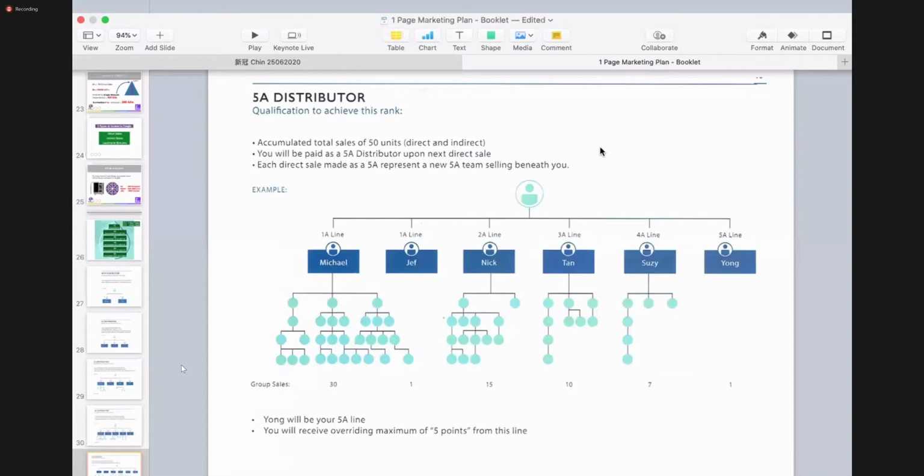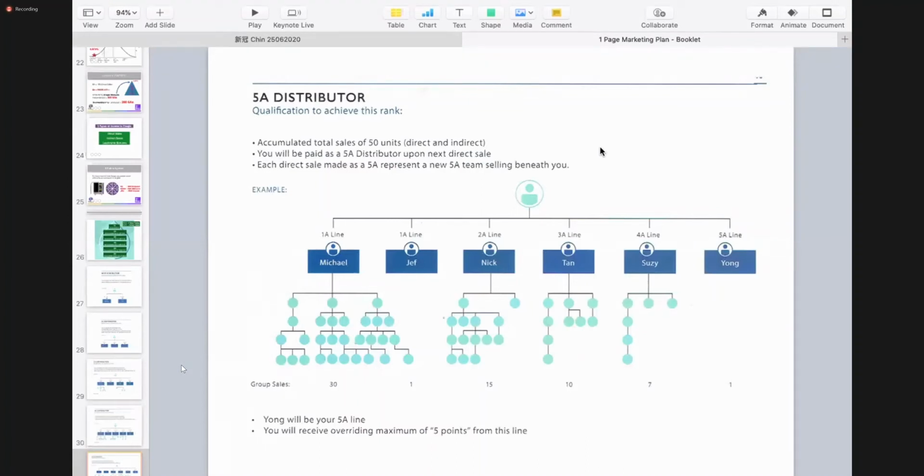Okay. So if Michael's group is continuing, this group still gives you 1,000 ringgit each. Nick's group gives you 2,000 ringgit or 2 points each. Tan's group continues, it will give you 3 points each. Now this Susie came in, it becomes your 4A line, you earn 4,000. Now every sale under Susie, you are getting 4,000 each unit, or 4 points each unit. That's how it is.